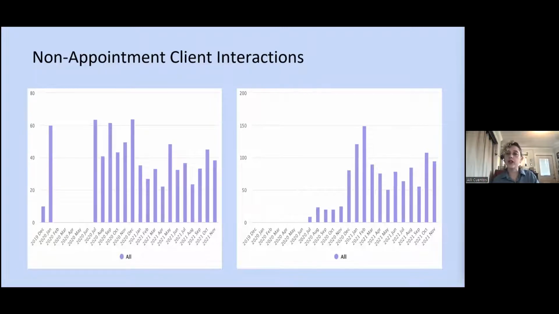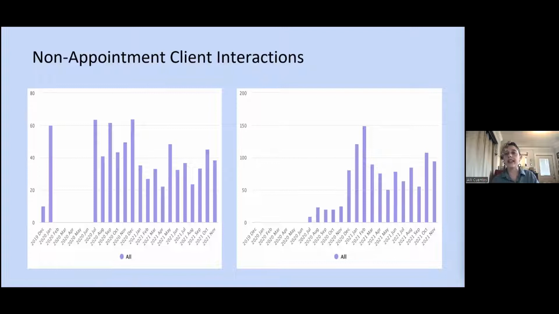So here we took those non-appointment client interactions, texting, calling, dropping off diapers, and we tracked them over a 7-month period. We saw that over the course of 7 months, we were able to really analyze that our doulas were spending on average 1 hour per day, Monday through Friday, on non-appointment client interactions. That is huge. We did not know that before we tracked this data.